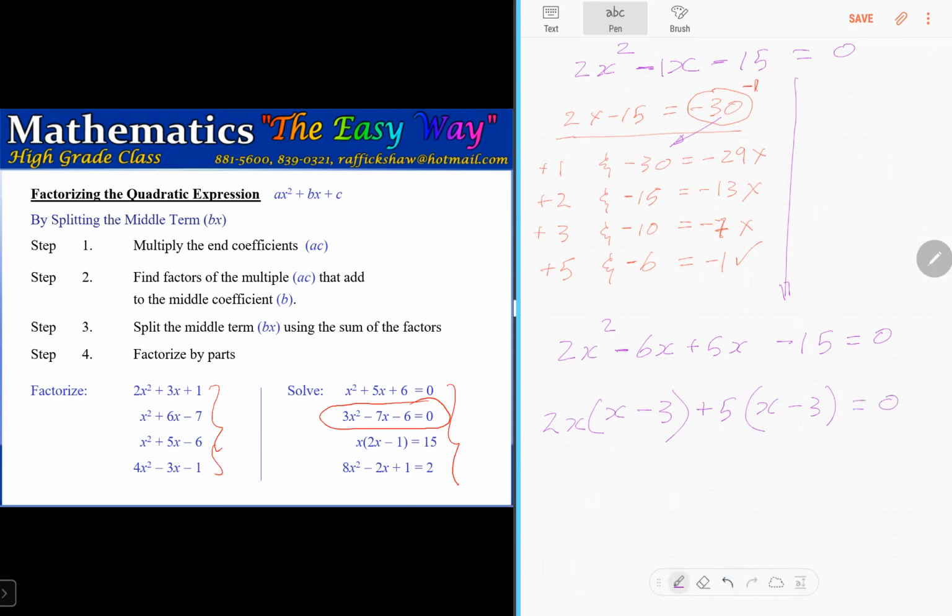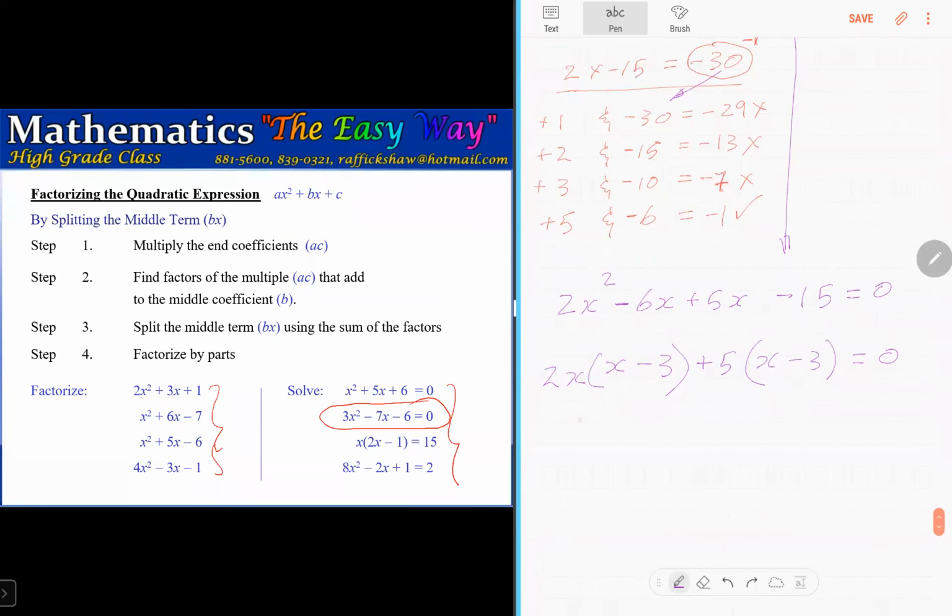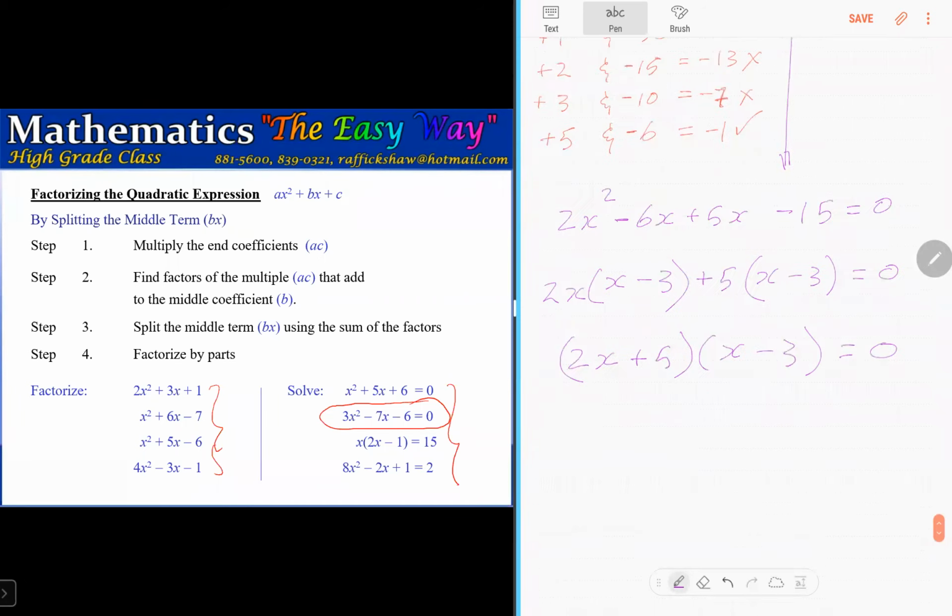Equal to 0. Then what happens now is that x minus 3 is a common factor, and so it becomes 2x plus 5 times the common factor. So the next line is 2x plus 5 times the common factor of x minus 3 equals 0. And then once you have that, you know that either one equals 0 or the other equals 0. Here, 2x plus 5 equals 0 or x minus 3 equals 0.